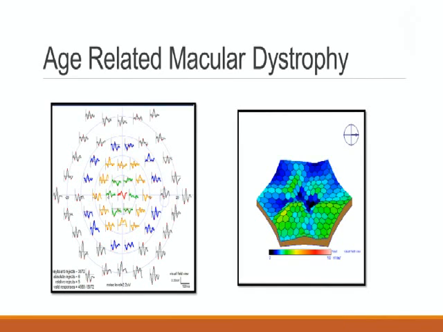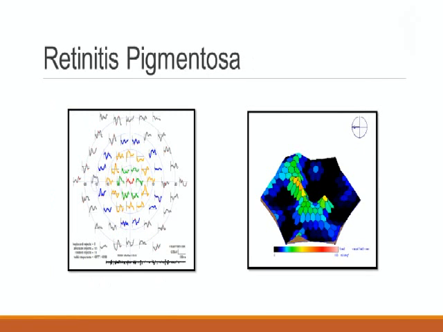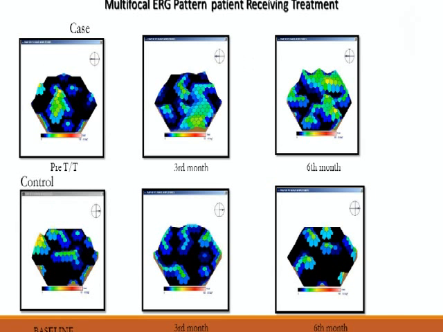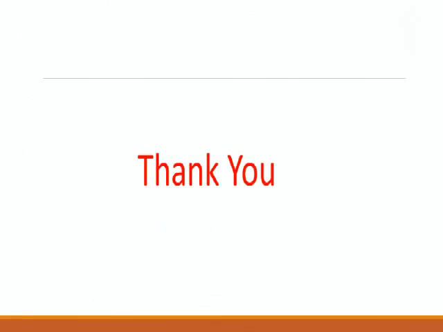Just 2 examples. In age-related macular degeneration, here we can see a dip of sensitivity at the macular region. In retinitis pigmentosa, there is a global decrease in the sensitivity. This is a patient who has been treated with stem cell therapy in a case of RP, and here we can see that at 6 months of follow-up, the sensitivity is a little bit better than the control patients. Thank you.